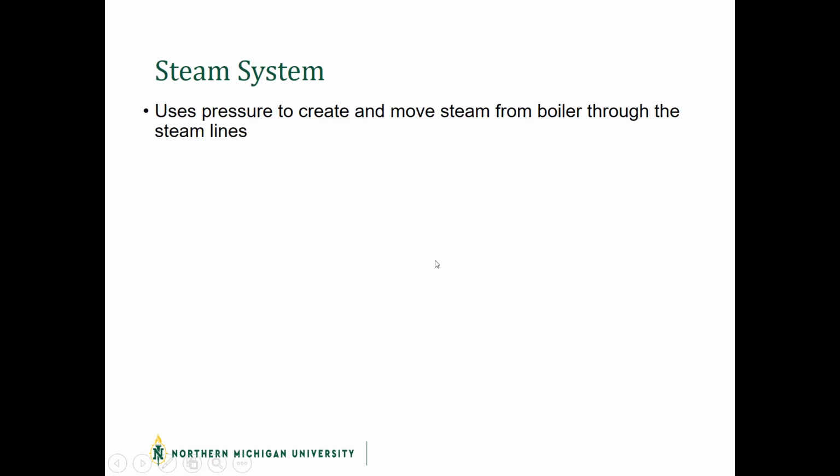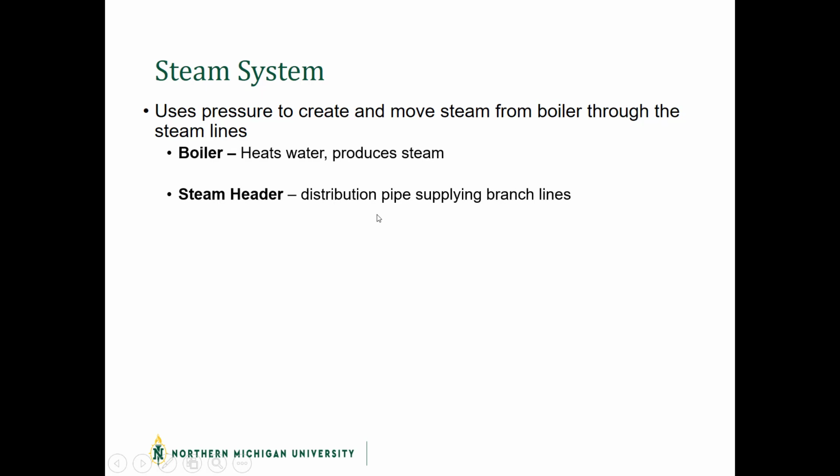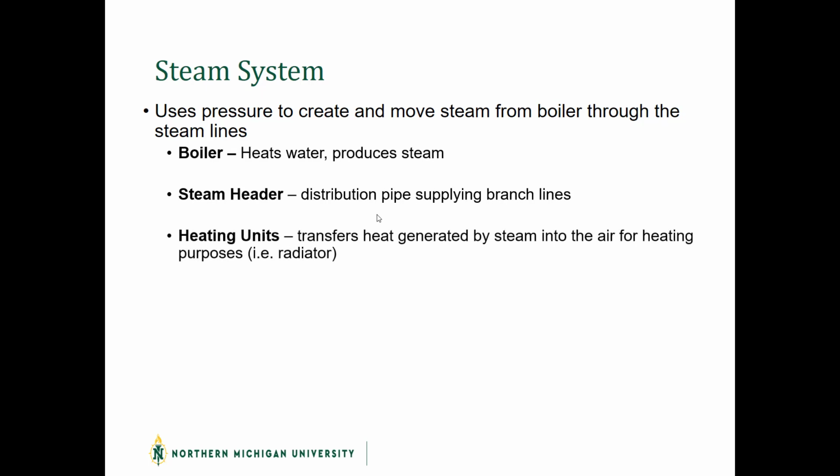Moving along here, the steam system has a few generic processes right from the get-go. The boiler is the piece of equipment that you're heating up the water and creating the steam with. The next piece in the puzzle is the steam header. A lot of people also call it a manifold. That's basically a large distribution supply branch system where all the steam comes in and then it's distributed to different branch lines to get to your heating units, which is the 3rd step. This is where we actually transfer the heat generated by the steam into whatever that end use function might be.